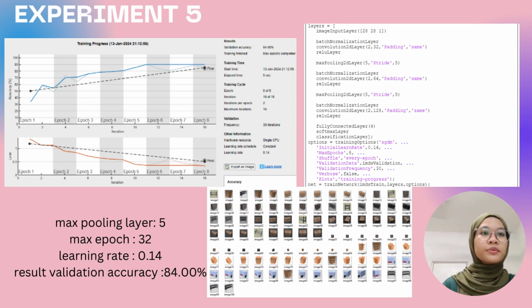Next, for experiment 5, the max pooling layer equals 5, the max epoch equals 32, the learning rate equals 0.14. The result for validation accuracy is 84.00%, and it takes 5 seconds to complete the fifth experiment.